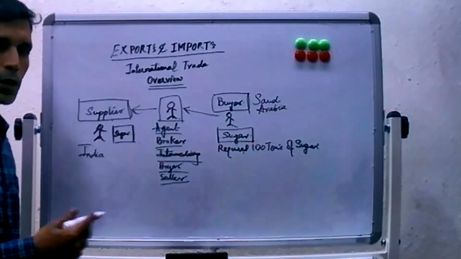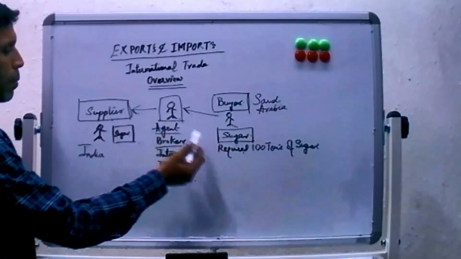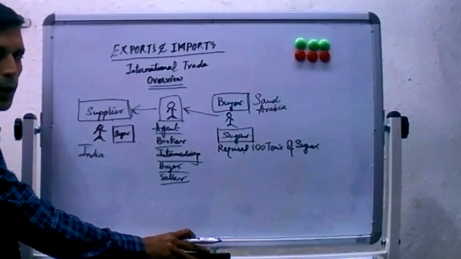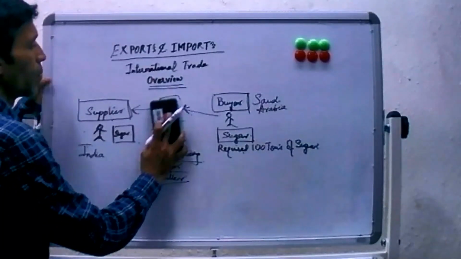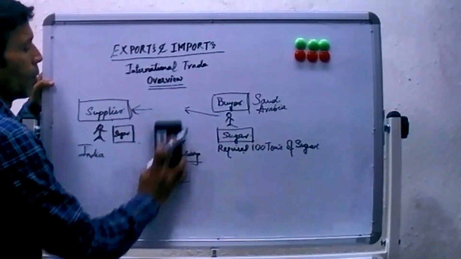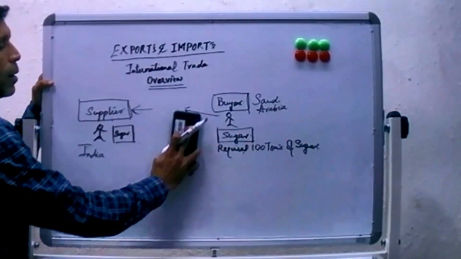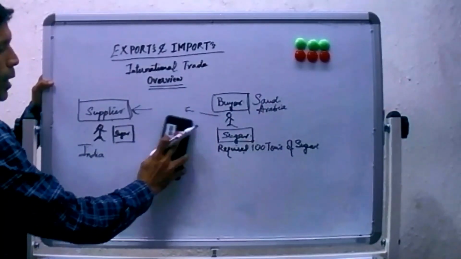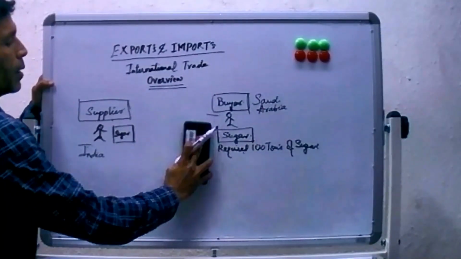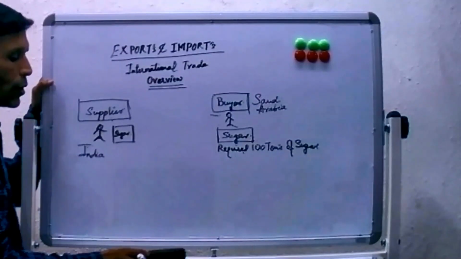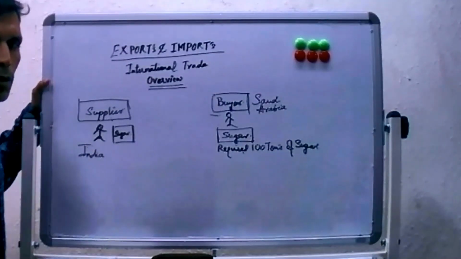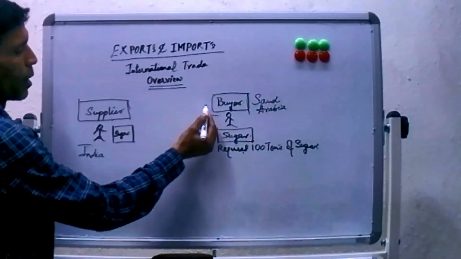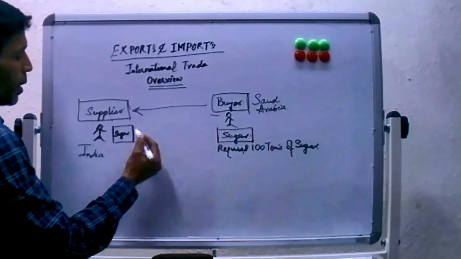The next thing that happens is, once the buyer requires this, let us say you are not there in the scenario. Of course, I will explain what happens when you are in the scenario, but for now, let us say the buyer and the supplier know each other, and the buyer is communicating with the supplier, and the supplier is communicating with the buyer.